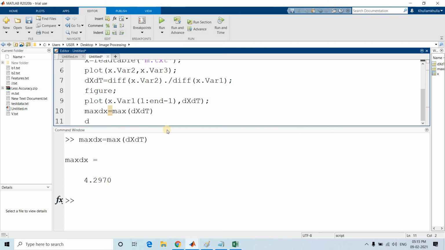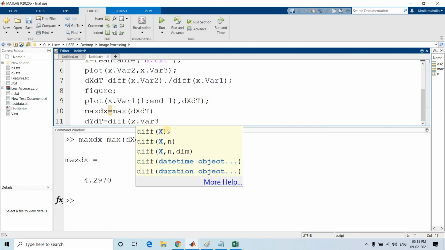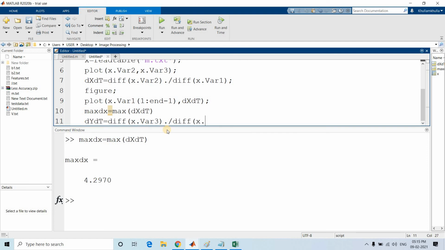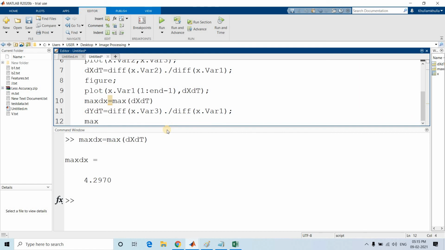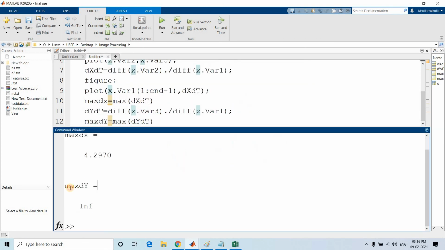Now suppose I am asking you, in y direction what is the maximum velocity. So dYdt equal to differentiation in y value, so x dot var 3 dot by differentiation x dot var 1. And here max of dy, we can say, that is the velocity maximum value, max of dYdt. Let's run this. So see, along y direction the maximum value we are getting is infinite, and this is making one problem. Why might we get infinite? The reason is very simple: if 0 comes in the denominator, anything divided by 0 is infinite, right? 5 by 0, infinite. So we need to handle this kind of scenario.